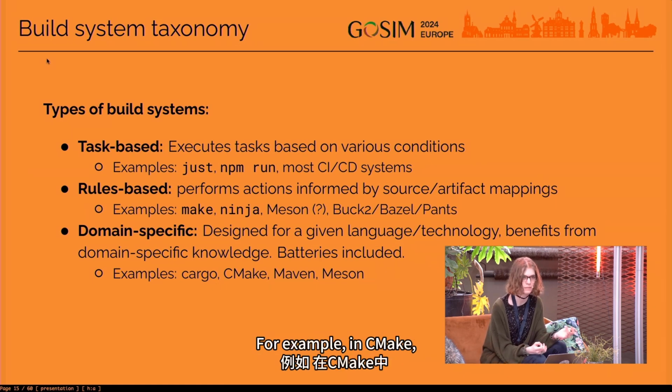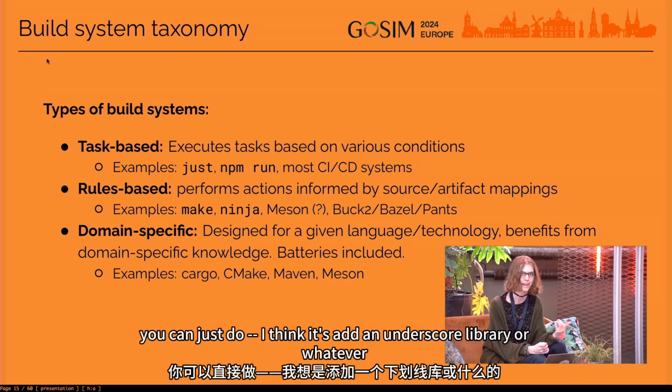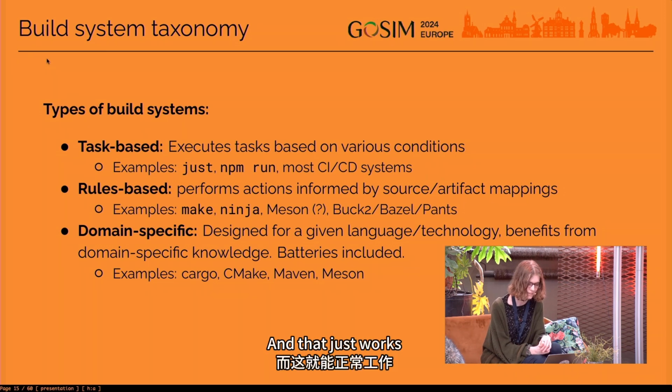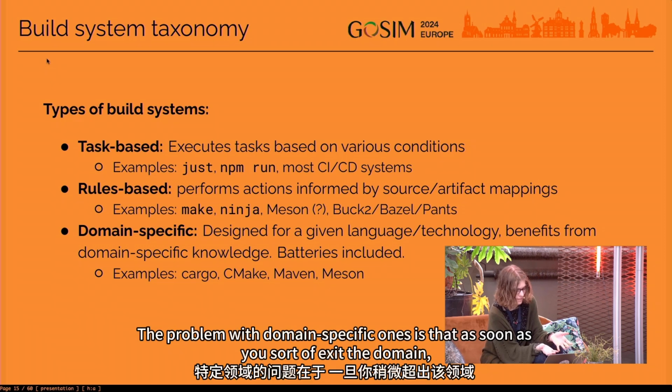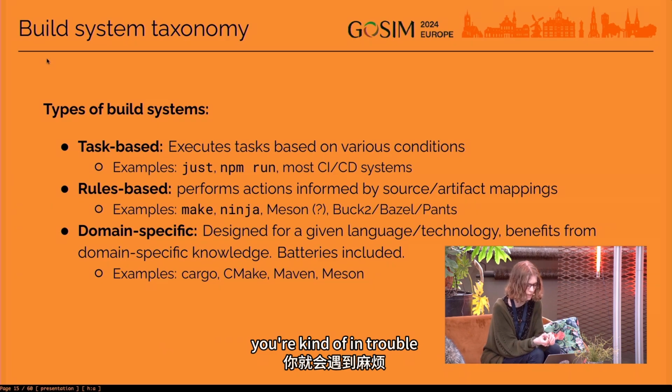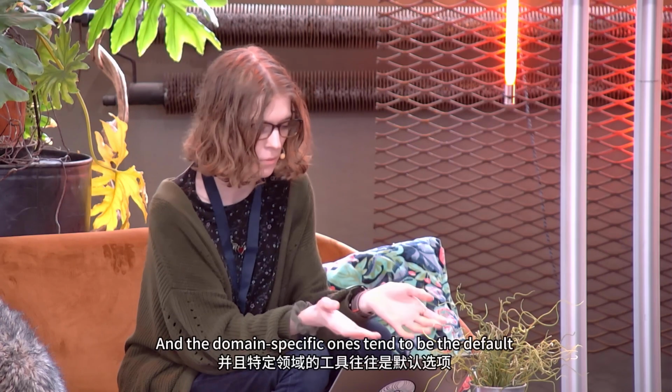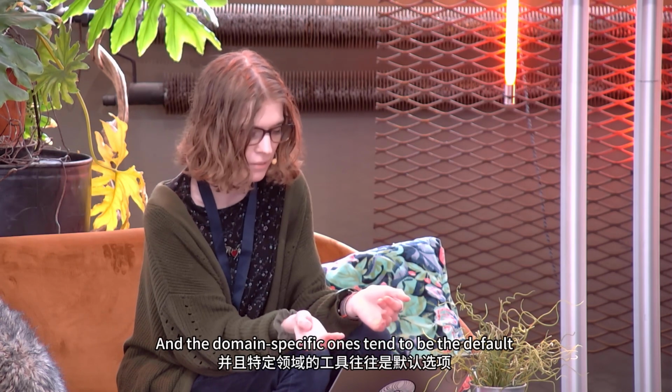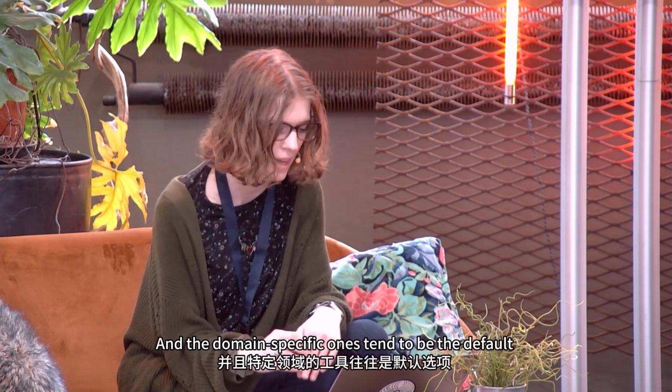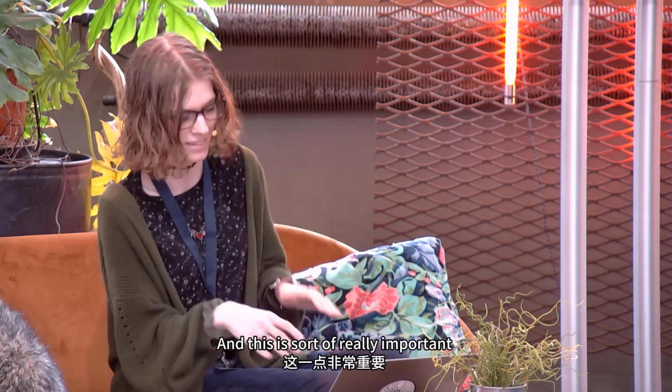For example, in CMake, you can just do, I think it's add underscore library or whatever, find library, and that just works. The problem with domain-specific ones is that as soon as you sort of exit the domain, you're kind of in trouble. And the domain-specific ones tend to be the default. And then there's also custom ones, and this is sort of really important.